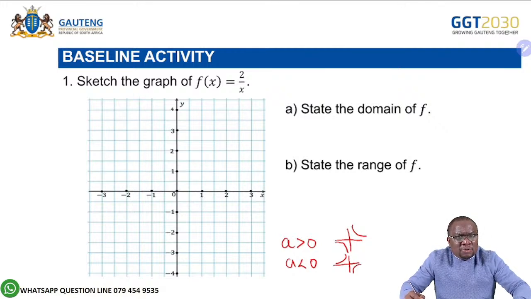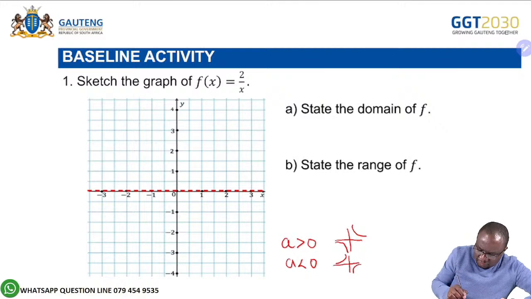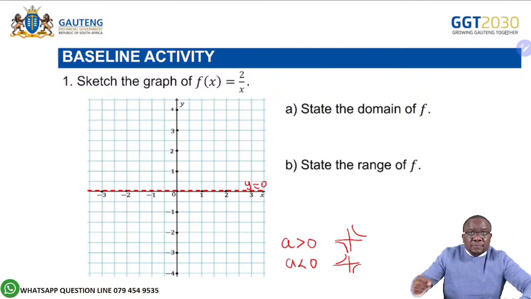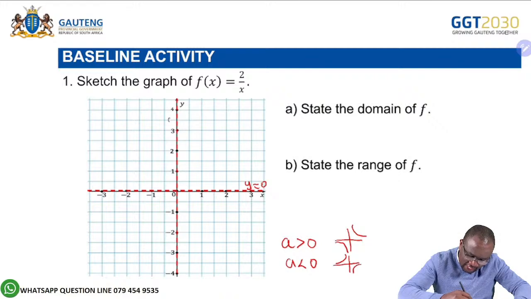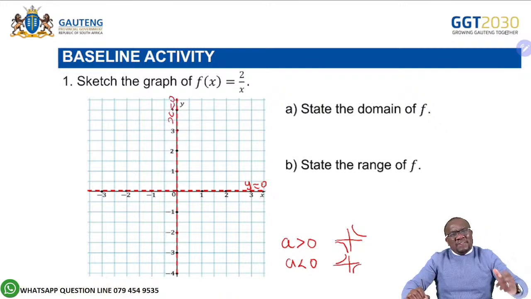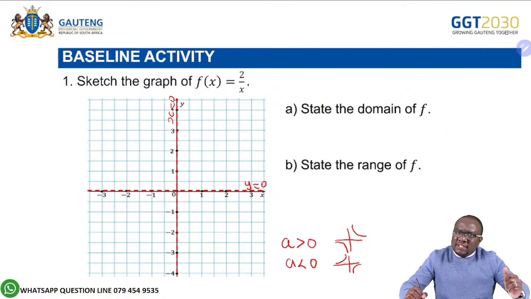What about our asymptotes? What are the asymptotes? Let's start with the horizontal one. Remember, y is equal to 0 along the x-axis. And along the y-axis, x is equal to 0. Those are the asymptotes. So I'll advise you, when you're asked to sketch the graph, just start with the asymptotes. Those are easy marks to get.